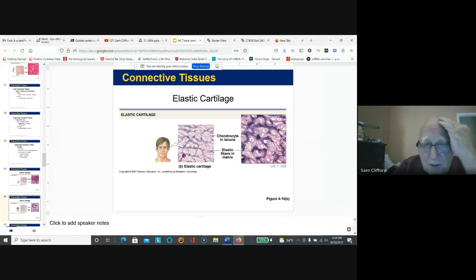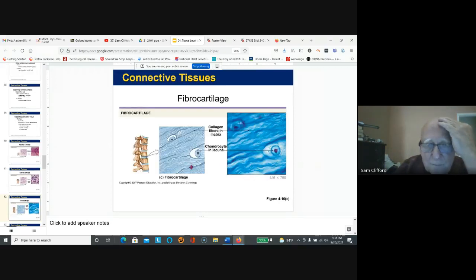Elastic cartilage is found in your ear, and it's just like hyaline cartilage. It has chondrocytes in little cavities, and it has elastic fibers in the matrix. So elastic fibers in this matrix, which is secreted as a liquid gel by the chondrocytes. Fibrocartilage is found in between the vertebra, and it has collagen fibers in the matrix, a large collection of collagen fibers.